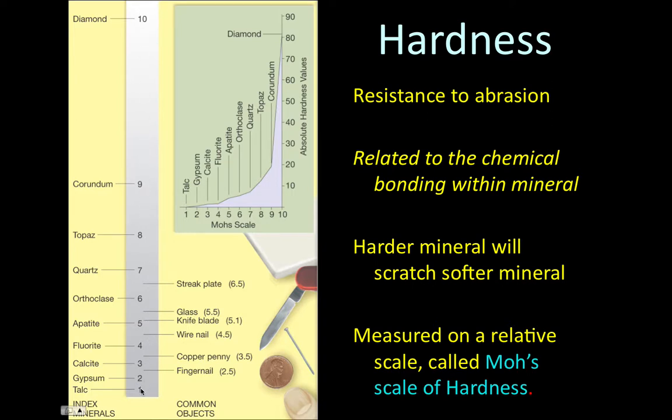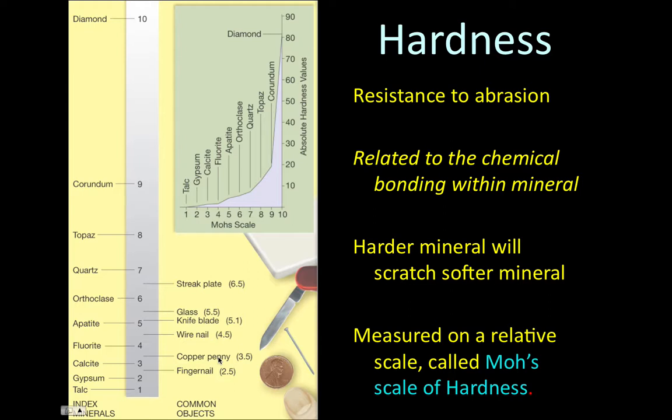This hardness scale is a relative scale. The numbers really are just which one is greater than the other. But if we actually looked at the absolute hardness value, diamond is significantly harder than corundum, which is a number 9 on the hardness scale. Corundum is like ruby or sapphire. So there's a very significant jump when we go up to diamonds.